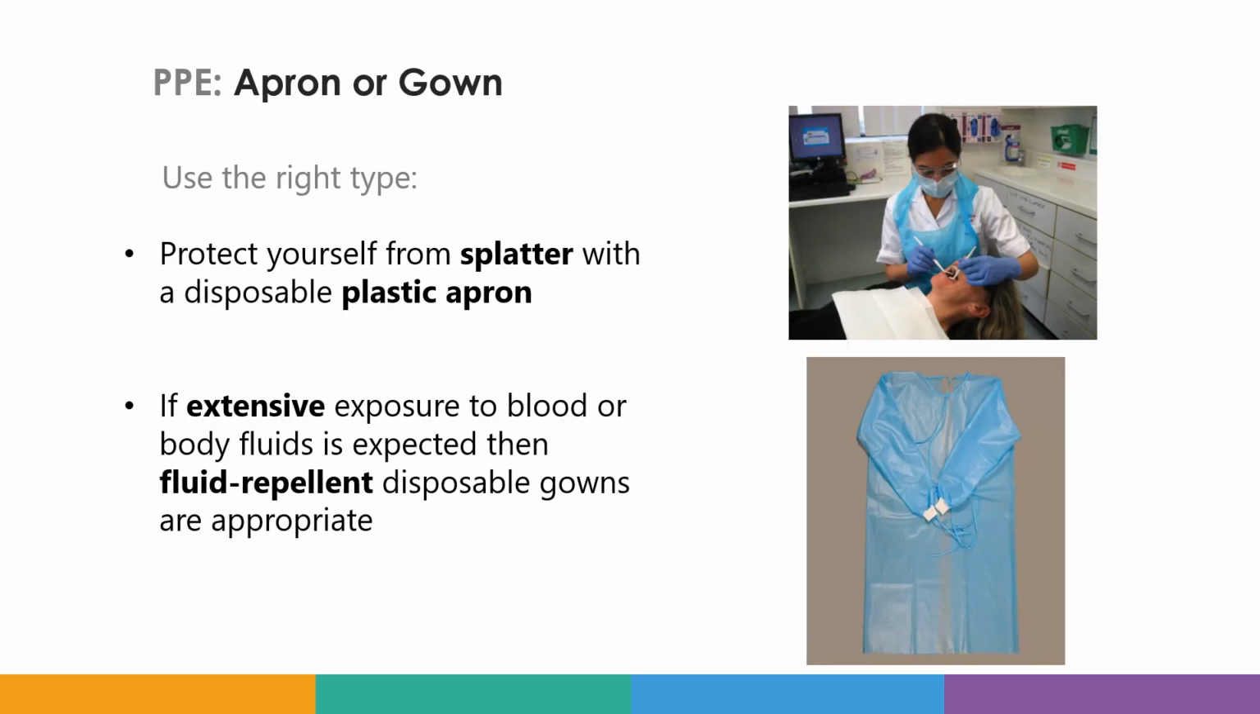Make sure you choose the right type of apron or gown. Protect yourself from splatter with a disposable plastic apron. If extensive exposure to blood or body fluids is expected, then fluid repellent disposable gowns would be appropriate.